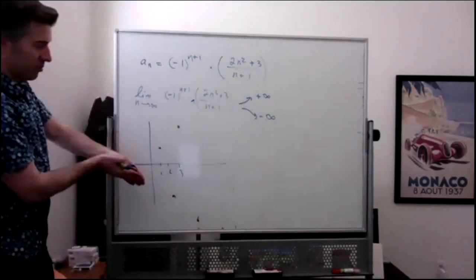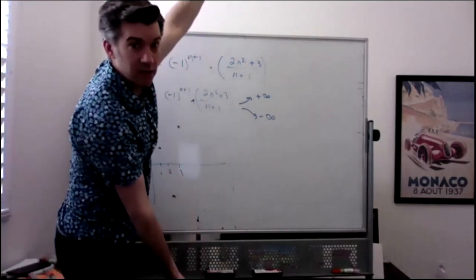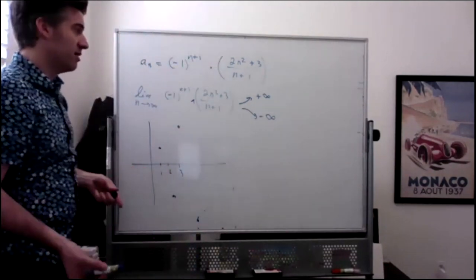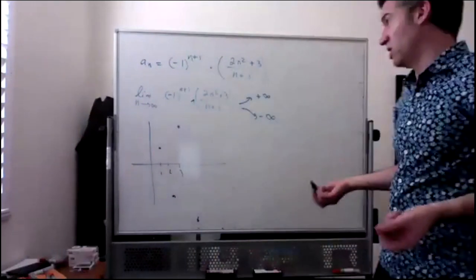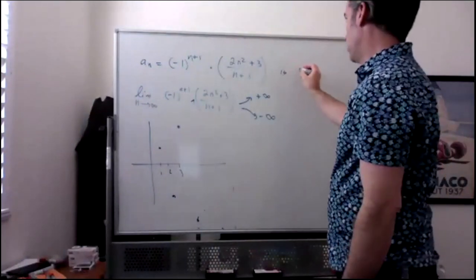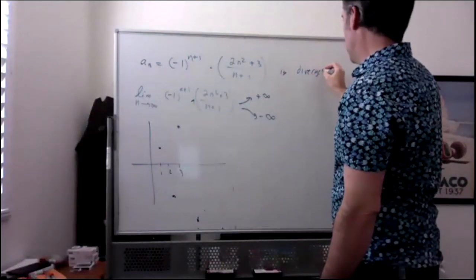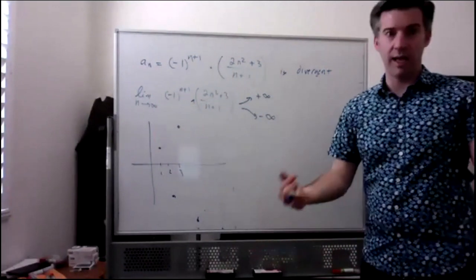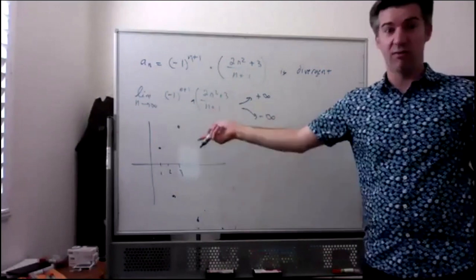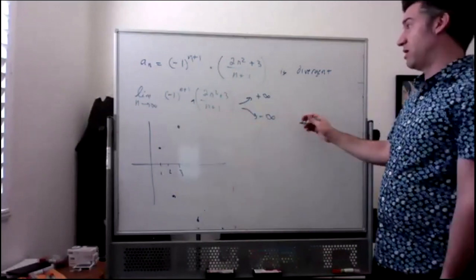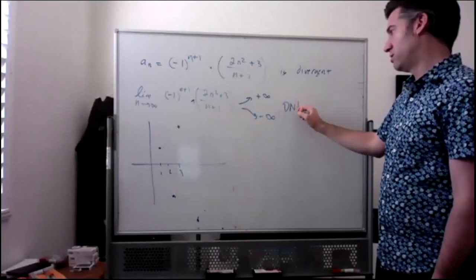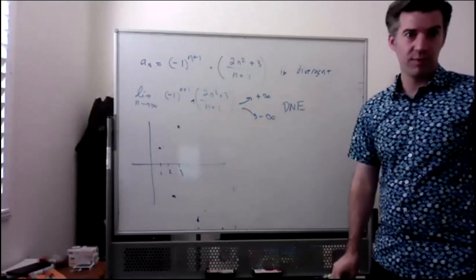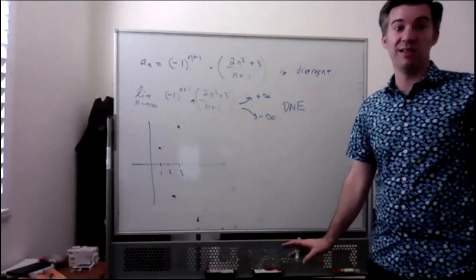So what's happening here is we're diverging in both directions. And so what we're going to say is that this sequence is just divergent. We can't say it's divergent to infinity or to negative infinity because it's not specifically divergent to either one. And we would say that the limit does not exist. Not that it's infinity or negative infinity, just that it does not exist.